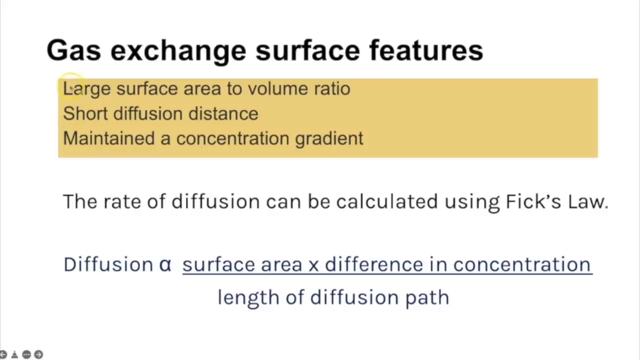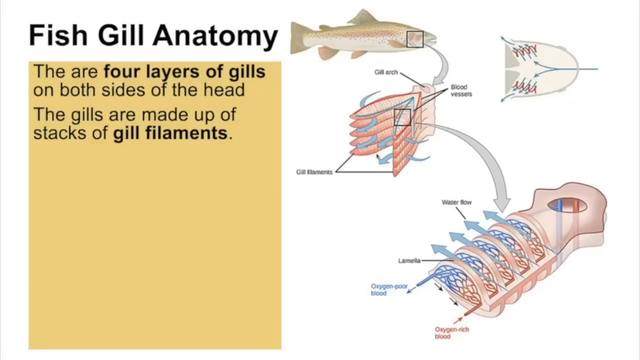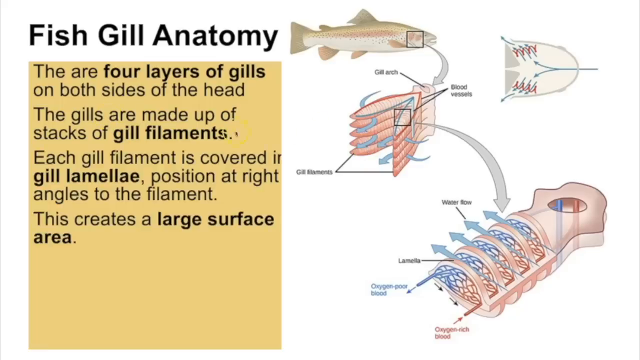But let's have a look then at the fish gills to see how they have these three features maximised in their adaptations. So we're going to have a look at the fish gill anatomy. There are 4 layers of gills on both sides of the head, and the gills are made up of stacks of gill filament.